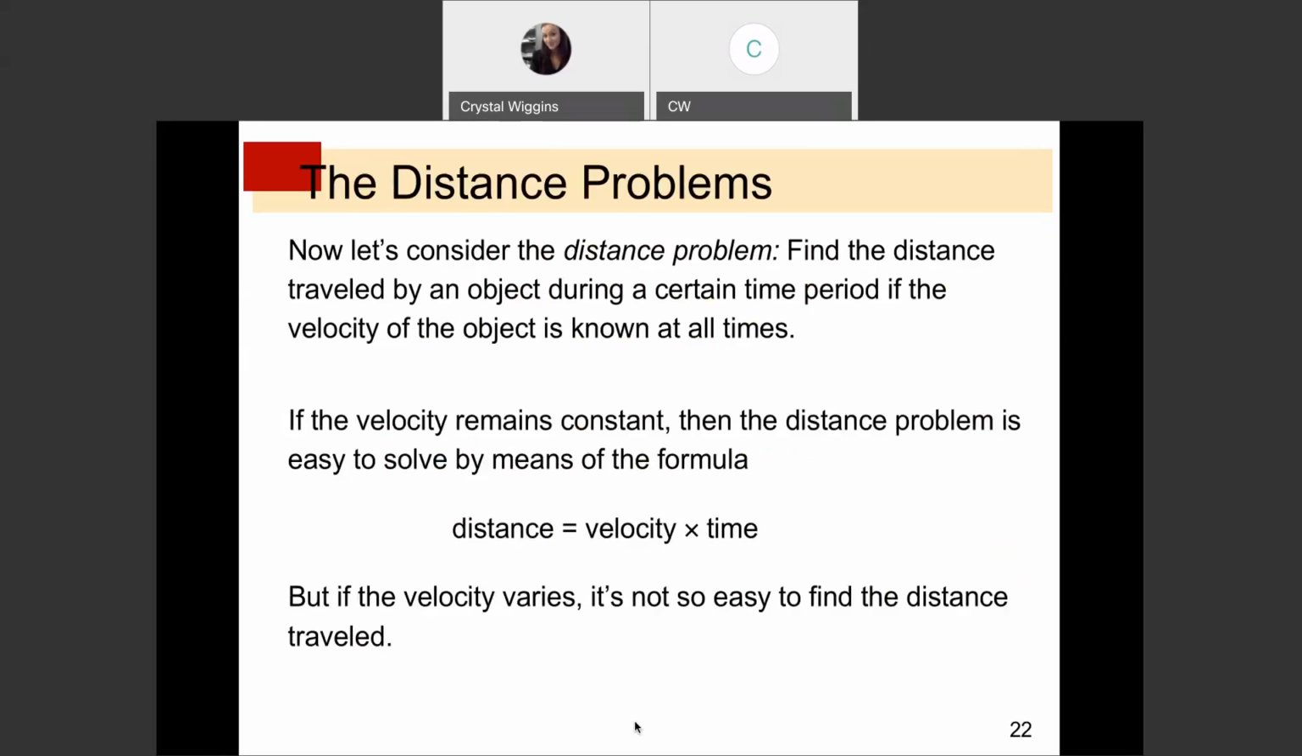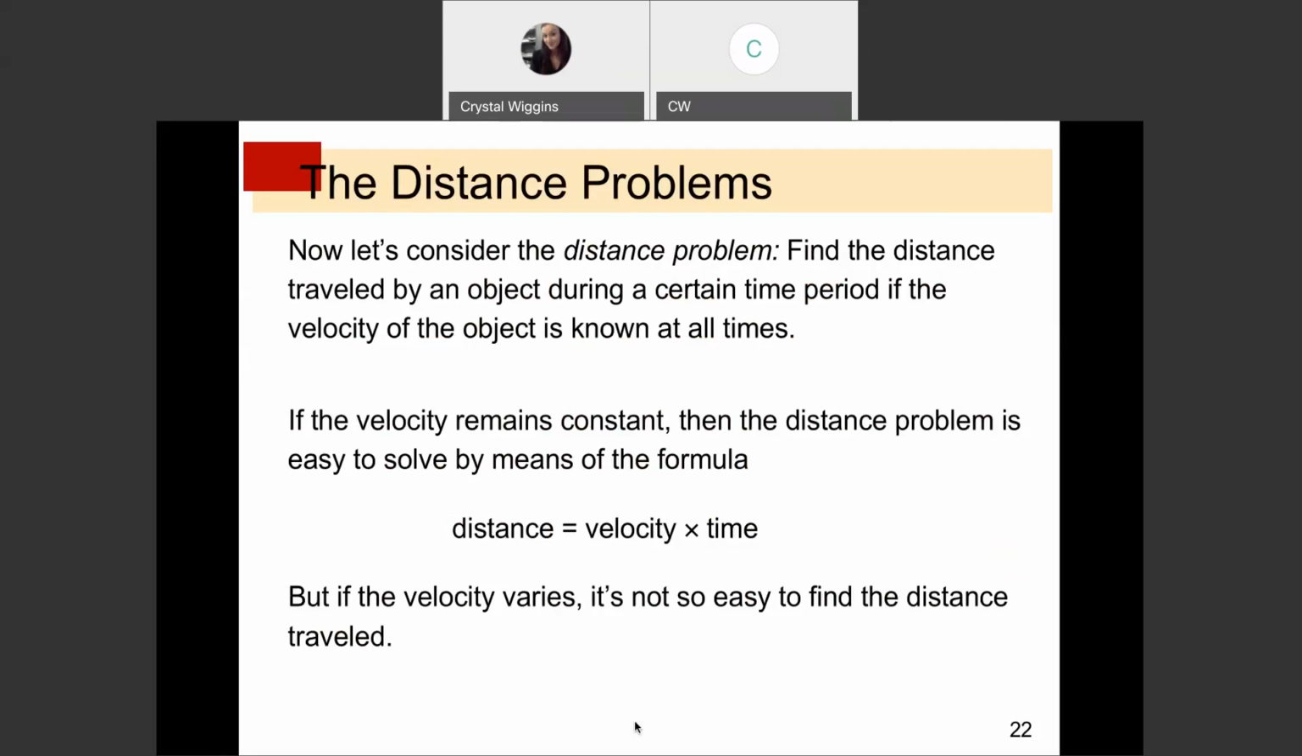Because distance is rate times time, in our case, velocity times time. But if the velocity varies, it's not as easy as just the basic distance equals rate times time. So if you were, for example, doing a linear speed, so you're on the highway, you set your cruise control to 60 miles an hour, and you never touch the brake or the gas pedal, then you can calculate your distance by 60 times however long you were driving for, and you'd know exactly how far you've driven.